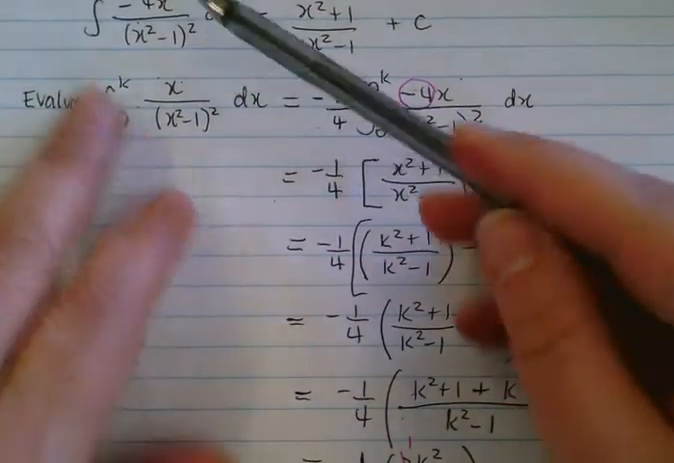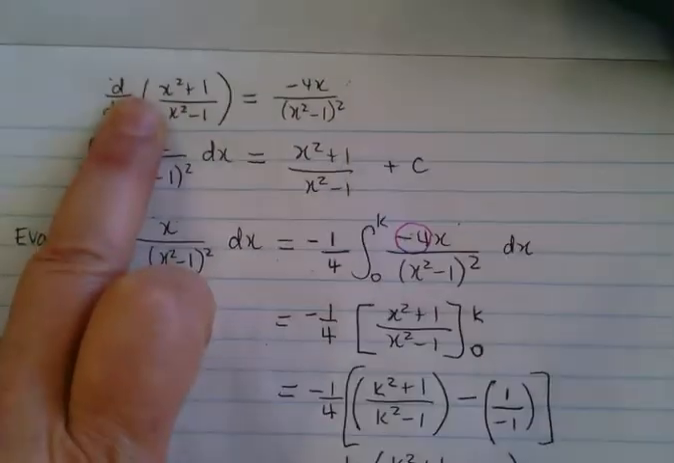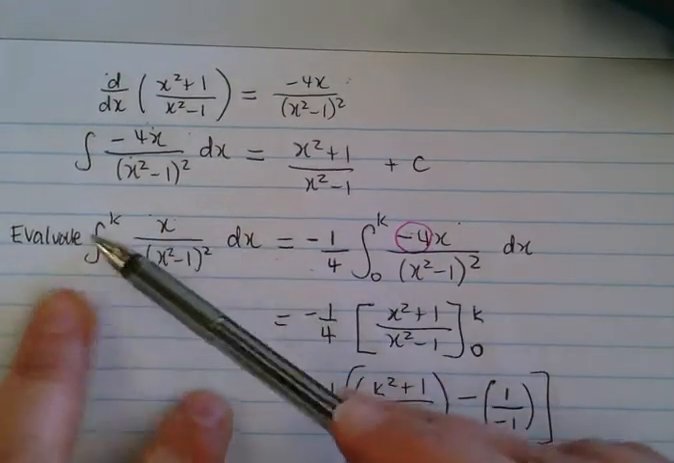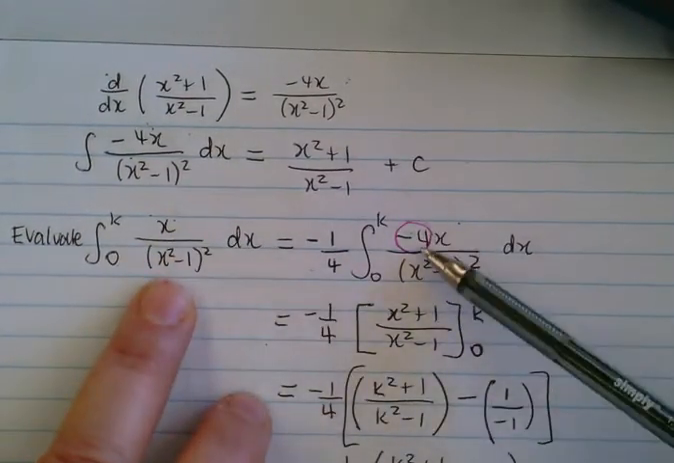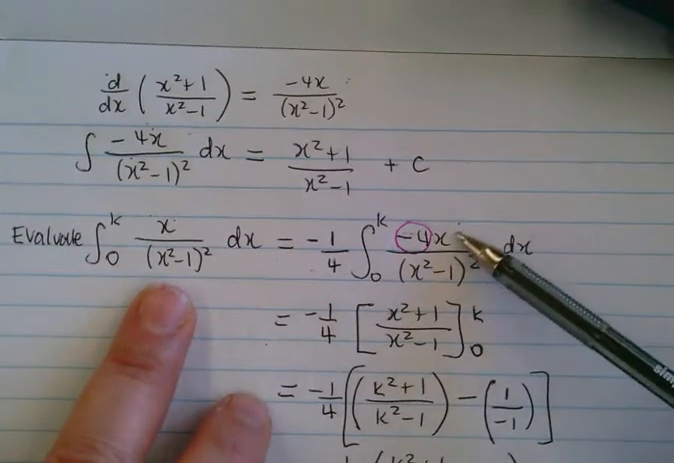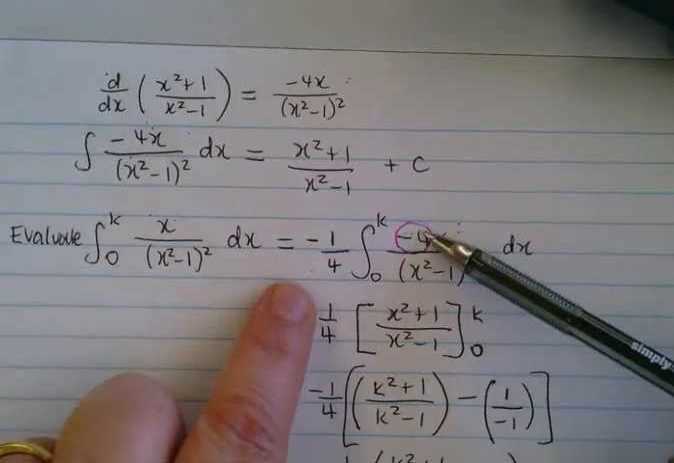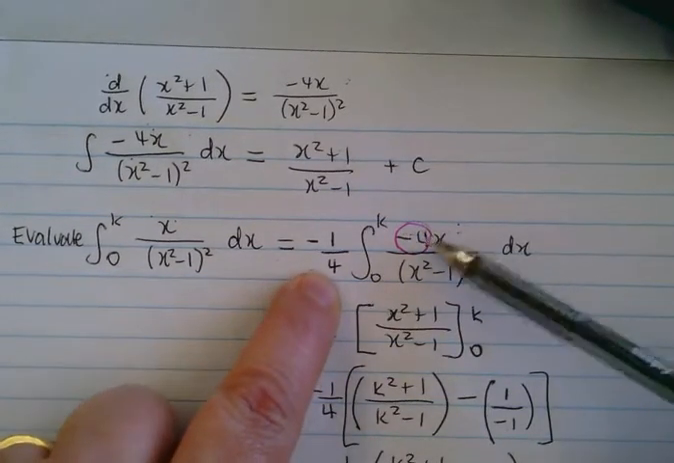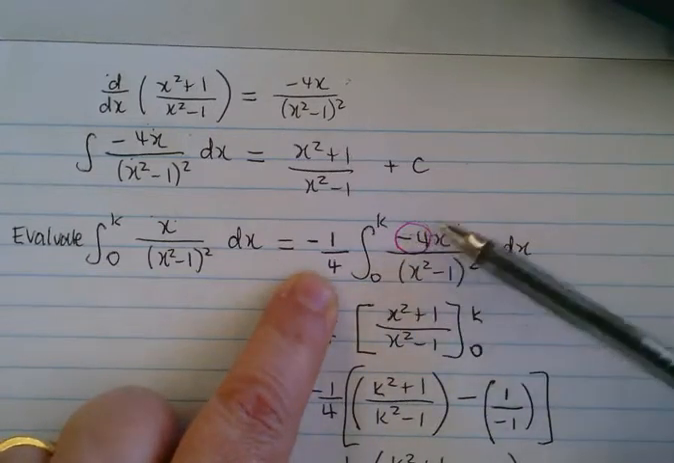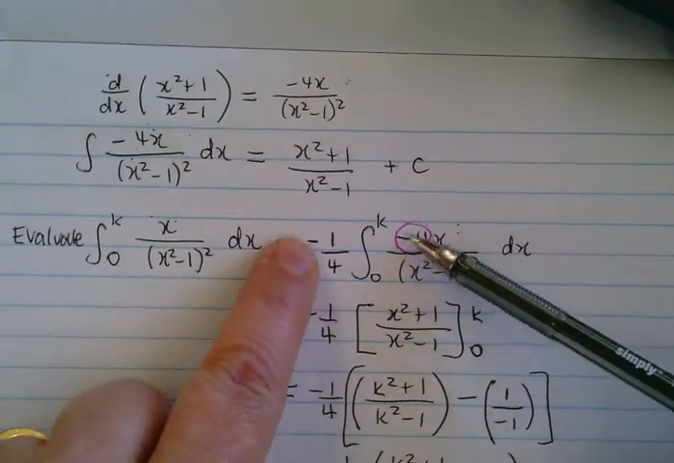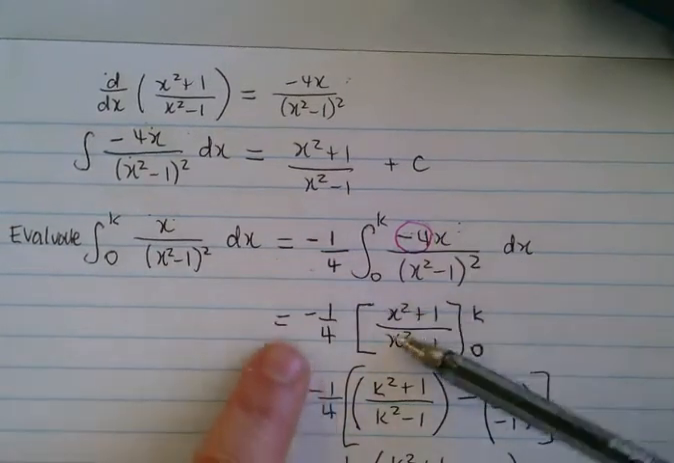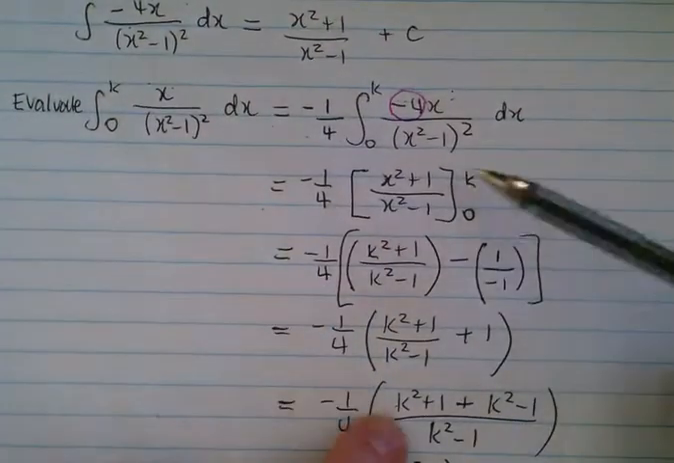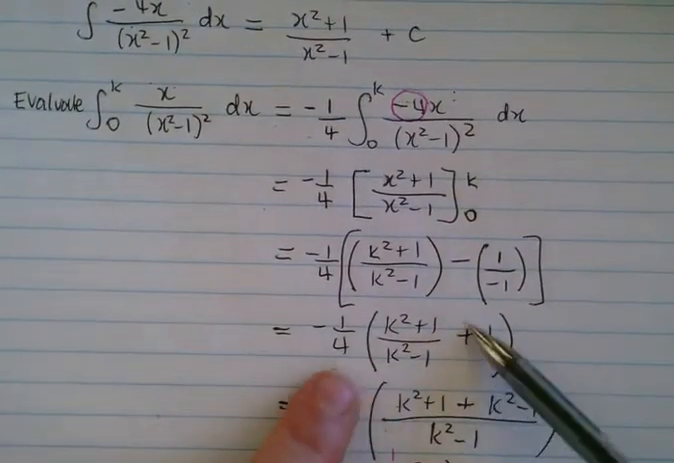Remember, if you differentiate this, you get that. So if you integrate this, you get that. We're trying to integrate this, but we only know how to integrate with the negative 4x on the numerator. You've got to balance out that 4. A 4 on the numerator will balance out with a 4 on the denominator, and then they go when you multiply them. And a negative times another negative gives me a positive. So now I just integrate that. We know that's x squared plus 1 over x squared minus 1. Then I do my substitutions for k and 0, and we get this.